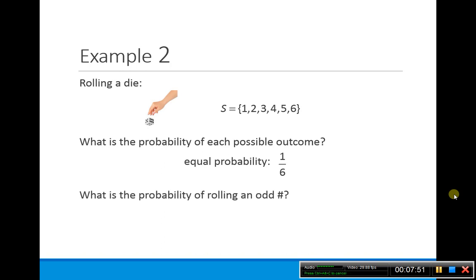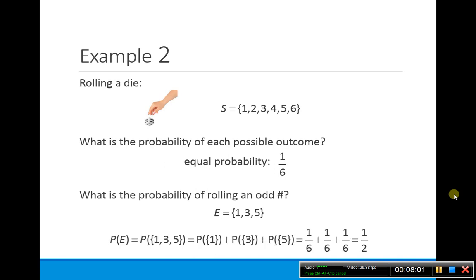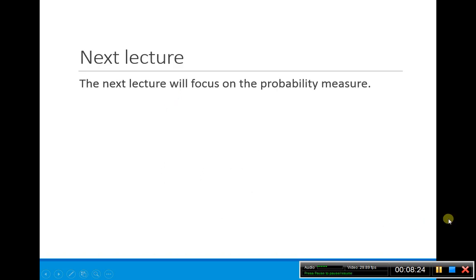So what is the probability of rolling an odd number? What is the event associated with an odd number? Well, that would be the event {1, 3, 5}. So if I want to look at the probability of that event, I can write this set {1, 3, 5} as the union of the set {1}, the set {3}, and the set {5}. All disjoint, so I can just sum the probabilities, so I get 1/6 plus 1/6 plus 1/6, so I get 1/2. In the next lecture we will focus more on the probability measure.